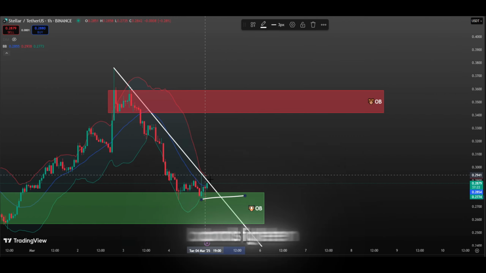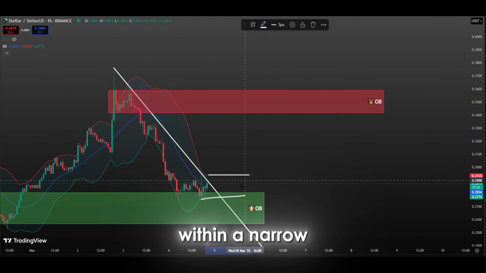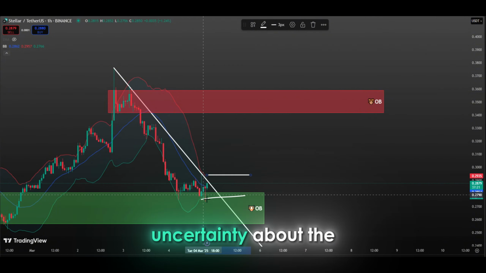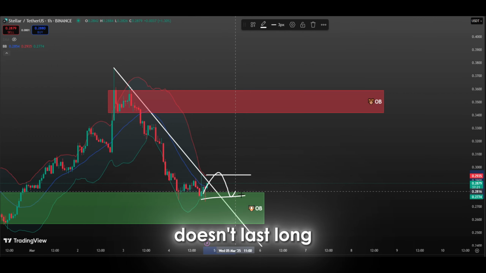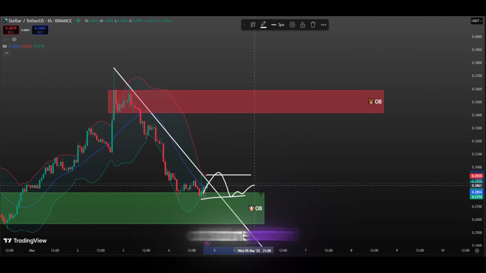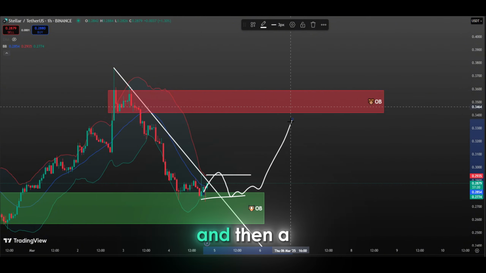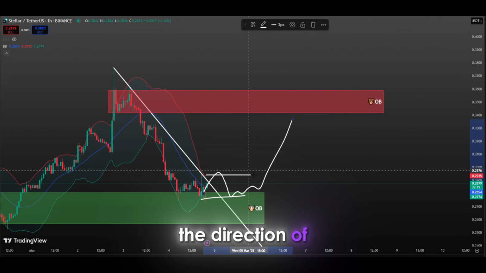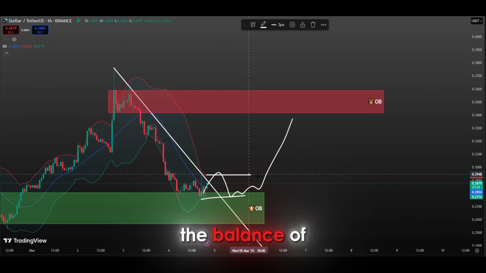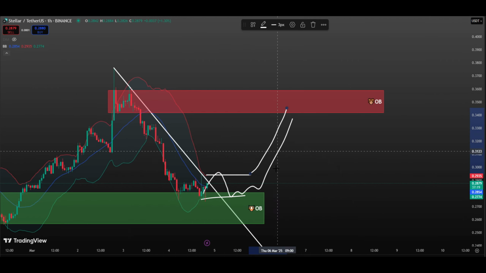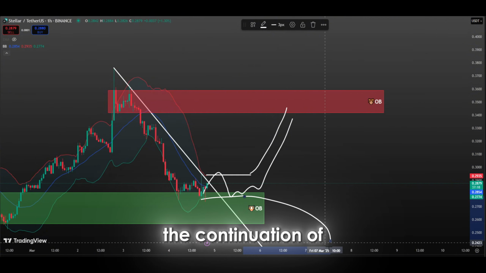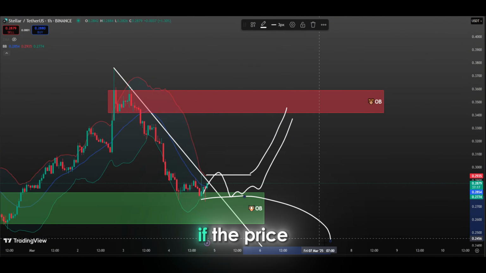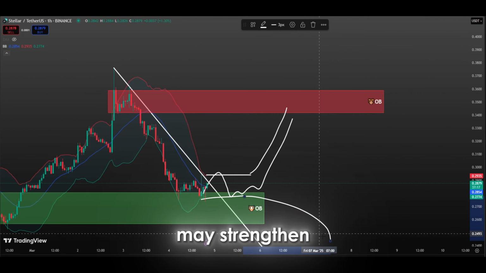Usually, when Bollinger Bands tighten, the price moves within a narrow range for a while and there is uncertainty about the direction of the market. However, this squeeze doesn't last long, as the price is pressured at some point inside the bands, and then a strong breakout occurs. The direction of this breakout is determined by the balance of buyers and sellers in the market. If the price breaks towards the upper band, it may signal the continuation of the uptrend. If the price moves towards the lower band, the chances of a continuation of the downtrend may strengthen.